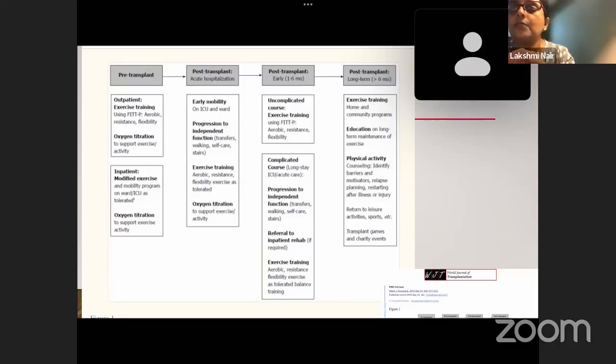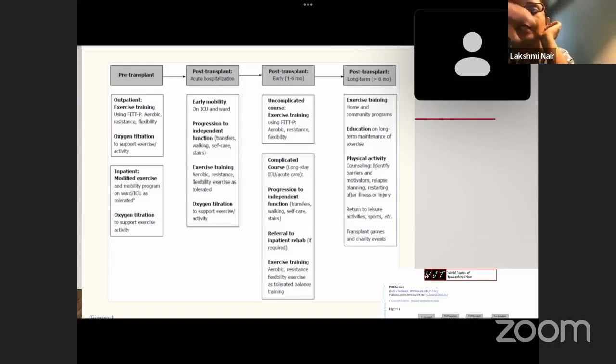Post-transplant, 1 to 6 months is the period when we suggest the aggressive post-transplant rehabilitation program. The usual, what Sumant was saying, FITT, the frequency, intensity, time, and type, should be prescribed in a progressive way.